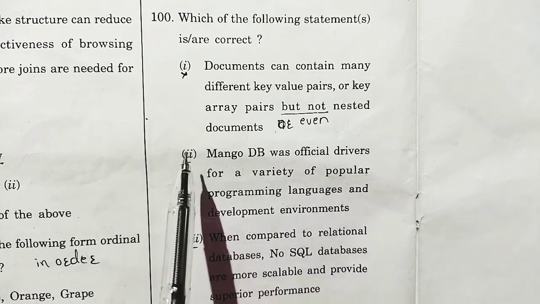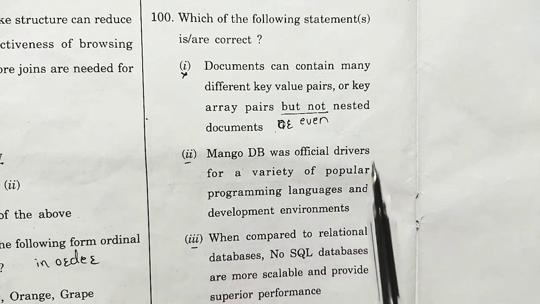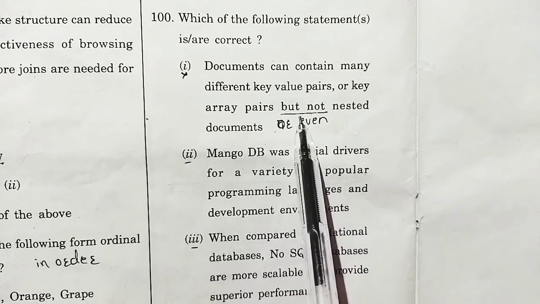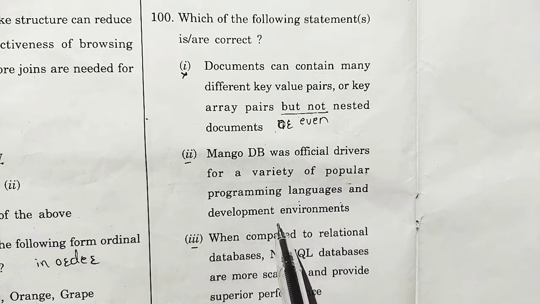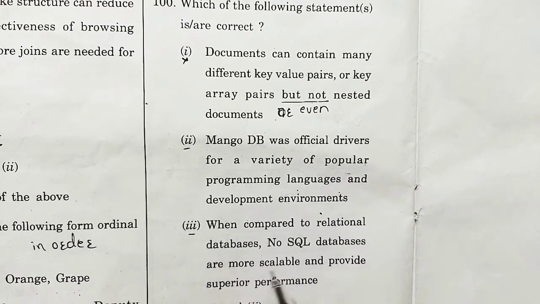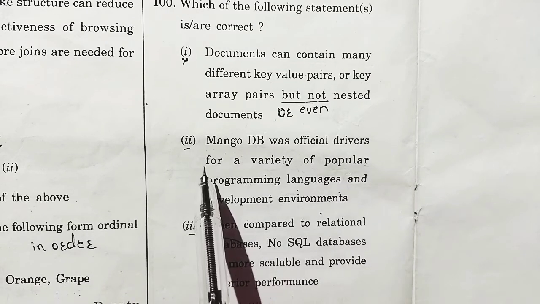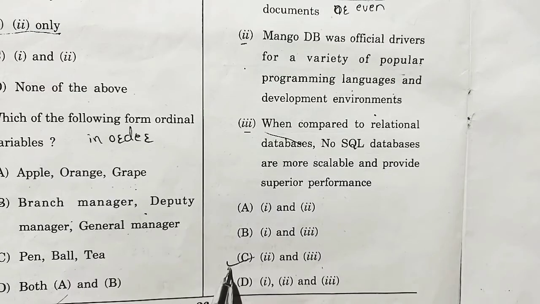For question number 100, which of the following statements are correct? First, a document can contain many different key value pairs or key array pairs but not nested documents. Because of this, it is an incorrect statement. Second, MongoDB has official drivers for a variety of popular programming languages and development environments. This is correct. When compared to relational databases, NoSQL databases are more scalable and provide superior performance. It is also correct because NoSQL databases are more powerful than relational databases. So we have to select the correct statements. So statements 2 and 3 are correct here. Here option C is correct for question number 100.